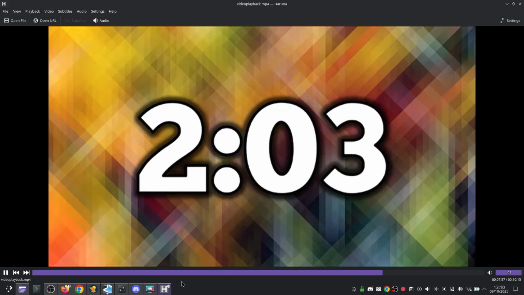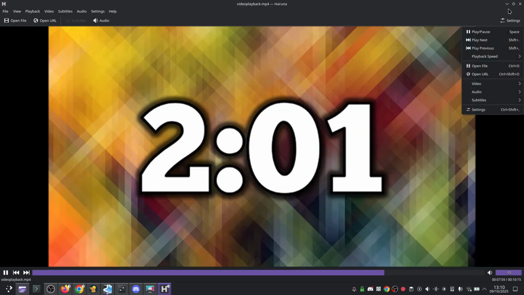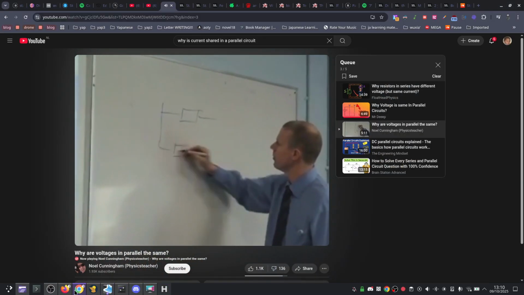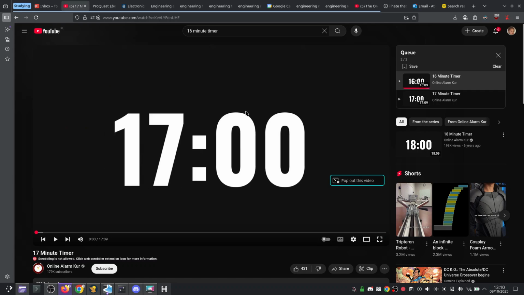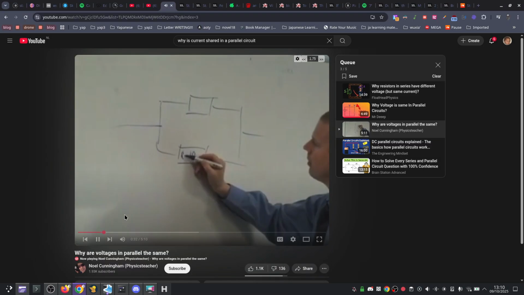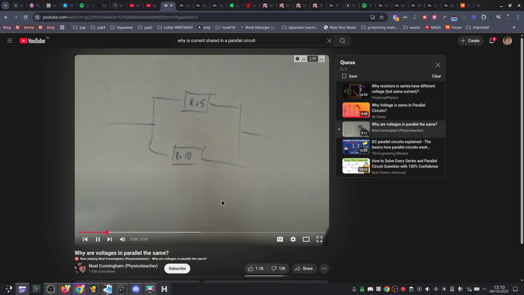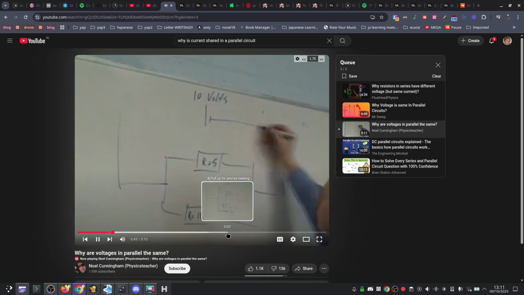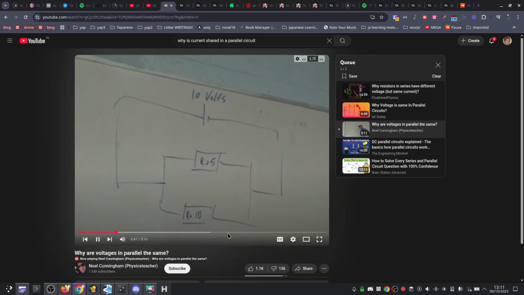It'll take 5 minutes. You don't have to remember it, but that's not what we were talking about yesterday. Remember, why voltages in parallel were the same. So if that's one resistor, and this is the other resistor, and if this is R equals 10, and this is R equals 5, and up here I've got a voltage of 10 volts. And that's my symbol for voltage. And that's my 10 volts.